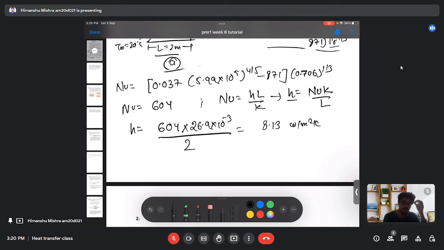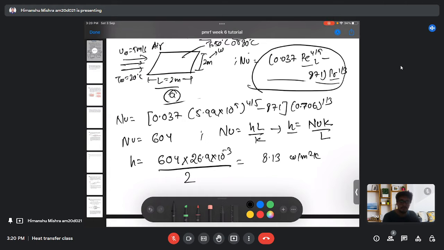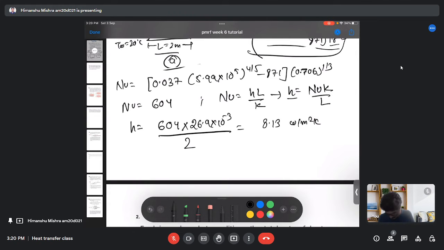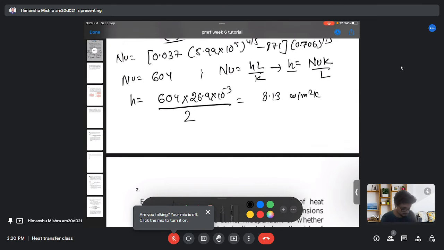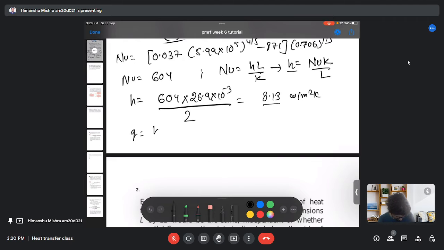It's quite a similar problem we solved last week also. There we used the correlation for the laminar flow as well as the turbulent flow, and here we are using the Nusselt number correlation for the mixed flow where there is a transition, where both laminar and turbulent flow are present, because the Reynolds number is just above the critical Reynolds number, which is 5 times 10 to the power 5. And since we have already got the heat transfer coefficient, we can easily find the heat transfer rate. The Reynolds number I am using is for when the temperature of the plate is 50 degrees Celsius. So for that, my heat transfer coefficient is 8.13.